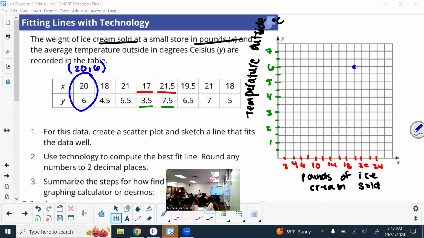I'm going to freeze my screen and then continue doing it. Hopefully you know how to make a scatter plot, how to plot points. If not, someone in your group I'm sure knows. Ask me.